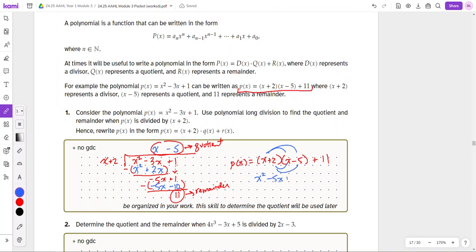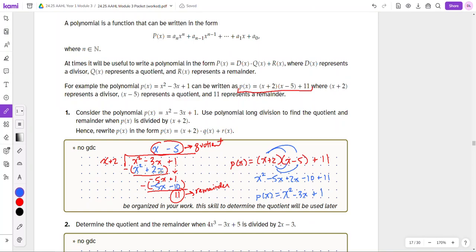2 times x, that's plus 2x. 2 times negative 5, that's negative 10, and then I have plus 11. So I could see that p of x, if I expand this, is x squared minus 3x plus 1, which is what I expected it to be.